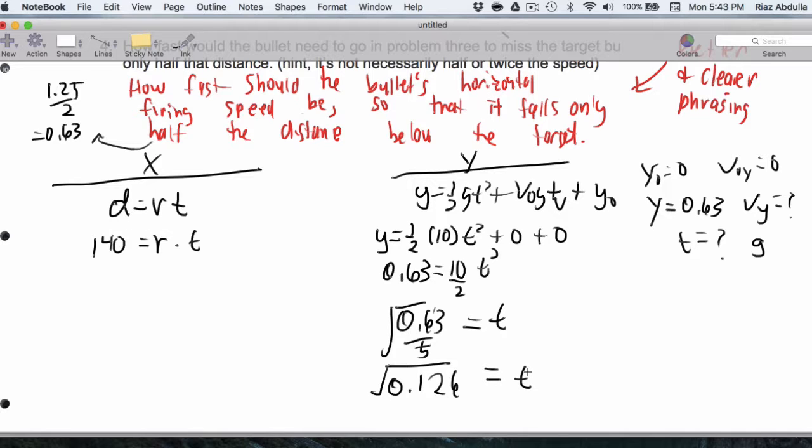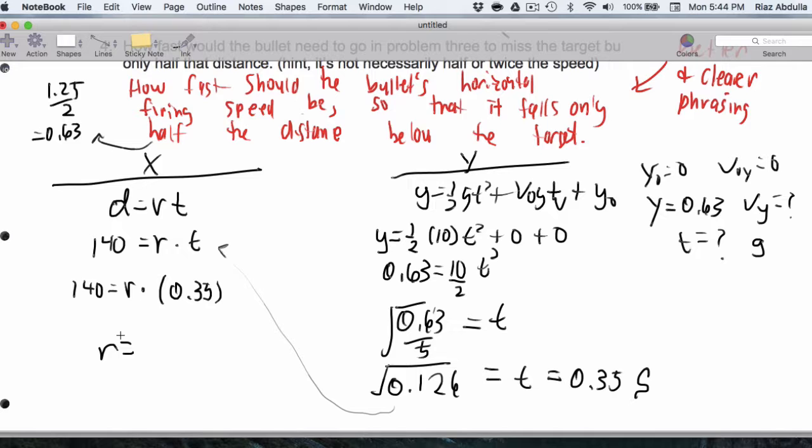When I isolate that particular time, let me go ahead and do that now. Sorry, give me a sec. 0.63 divided by 5, I take the square root of that, and I end up getting 0.35 seconds. Now I can use that right here. So 140 equals r times 0.35. And when I isolate my rate, I end up getting about 394 or 395 meters per second. All right, so that's part 2 of the exam.